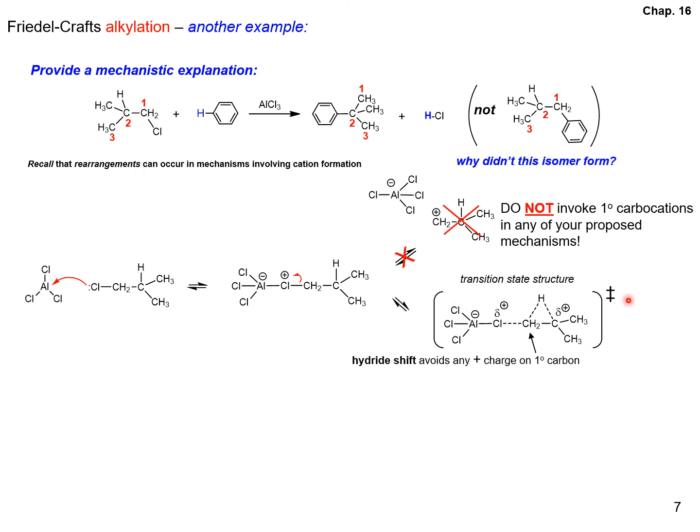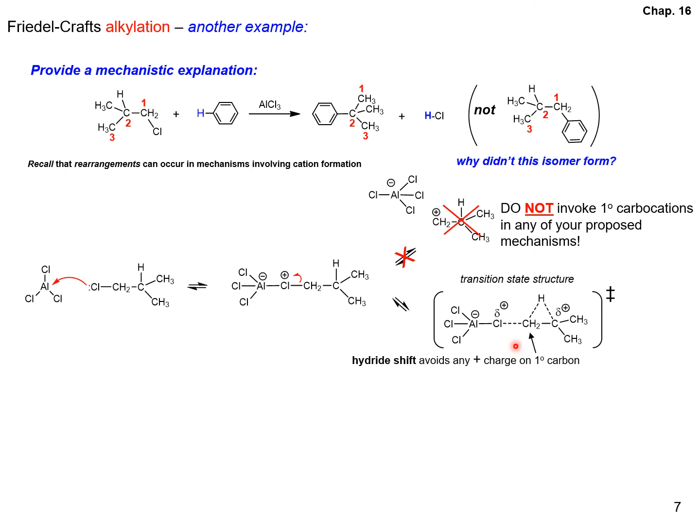So this is the transition state here. It's not a mechanistic intermediate, but it's the transition state, the high point in the reaction energy profile. As I'm breaking this carbon-chlorine bond, I start to break the carbon-hydrogen bond, and I start to make this new carbon-hydrogen bond.